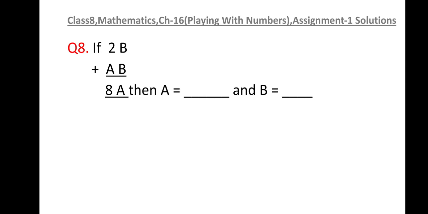Again, this is a question on letters for digits, and we know the rules: each letter in the puzzle must stand for just one digit. A digit can take values from 0 to 9. The first digit of a number cannot be 0. These are the 3 rules. So let us see now. 2b plus ab, and the sum we will be getting is 8a.